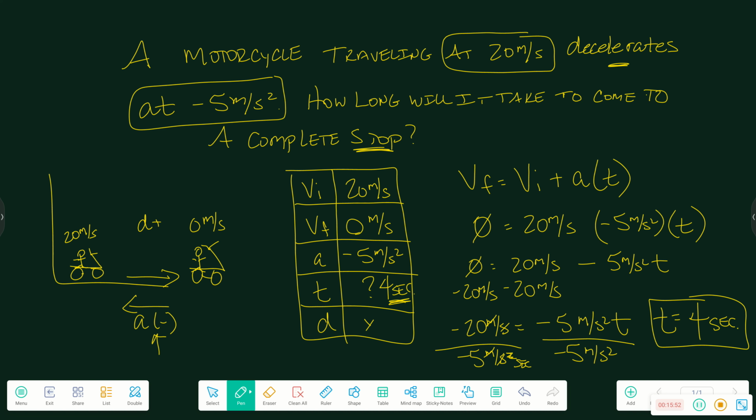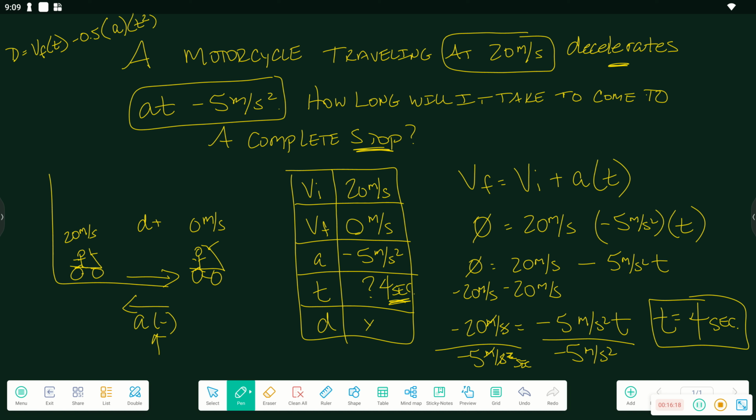So final velocity is 0. We know that, right? So let's use D equals VF times T minus 0.5 times acceleration times T squared. Okay? That's the one we're going to use.